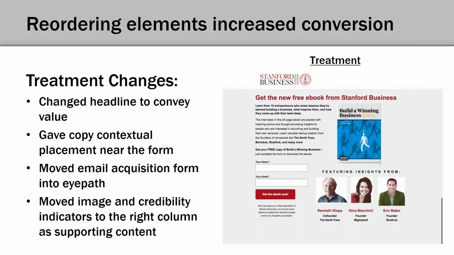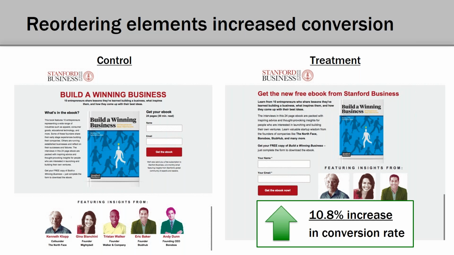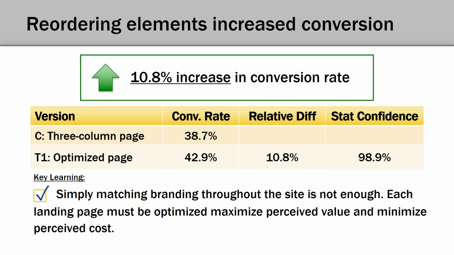All the supporting elements, the ebook image, the featured insights, endorsers, they're to the right-hand side of the page as opposed to being along the bottom. So you can see, again, the control is on the left-hand side, the treatment is on the right, and in the A-B split tests, we experienced a 10.8% increase in conversion by reorienting the thought sequence to go from top to bottom instead of from left to right.